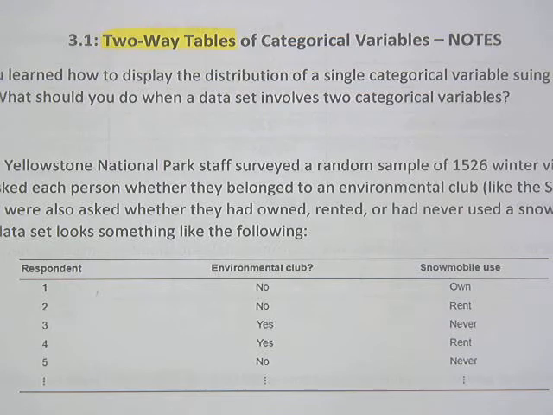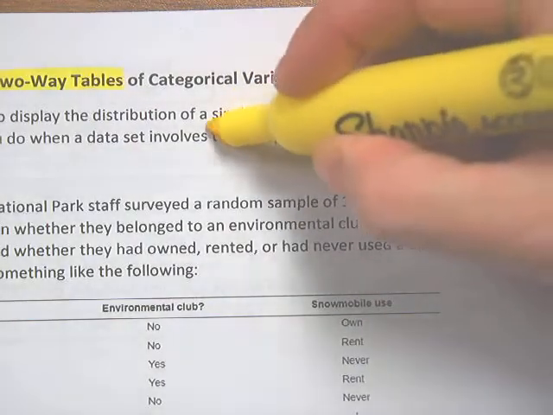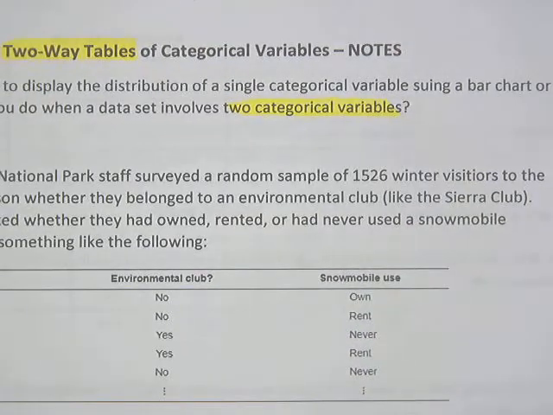So these two-way tables, let's kind of read this beginning part. In Unit 1, you learned how to display the distribution of a single categorical variable, and that should say using, not suing, using a bar chart or pie chart. So we did that at the way beginning when you were brand new to this class. We kind of practiced making bar charts and pie charts and things. But if you have a data set that involves two different categorical variables, you can organize your data in what's called a two-way table. And the next class period, I'm going to show you how to make a segmented bar chart, which is a way to make a chart of all of this data.